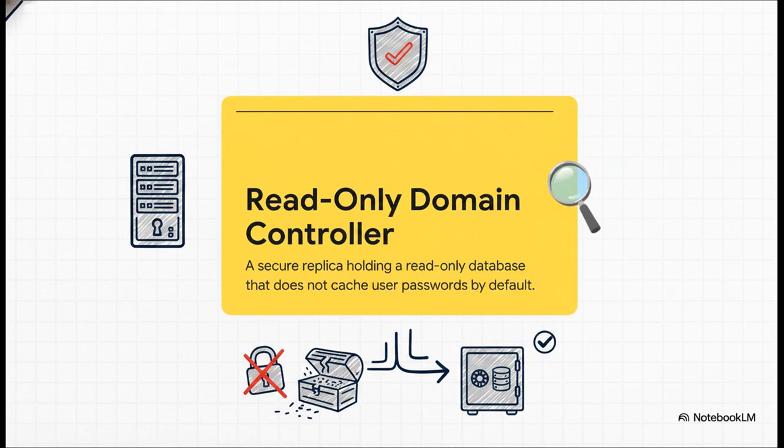Now, you can explicitly configure it to cache credentials for specific branch users to speed up their local logins, but its default posture completely limits your exposure. If an RODC is stolen, the attacker cannot make changes to Active Directory, and they cannot access uncached password hashes.